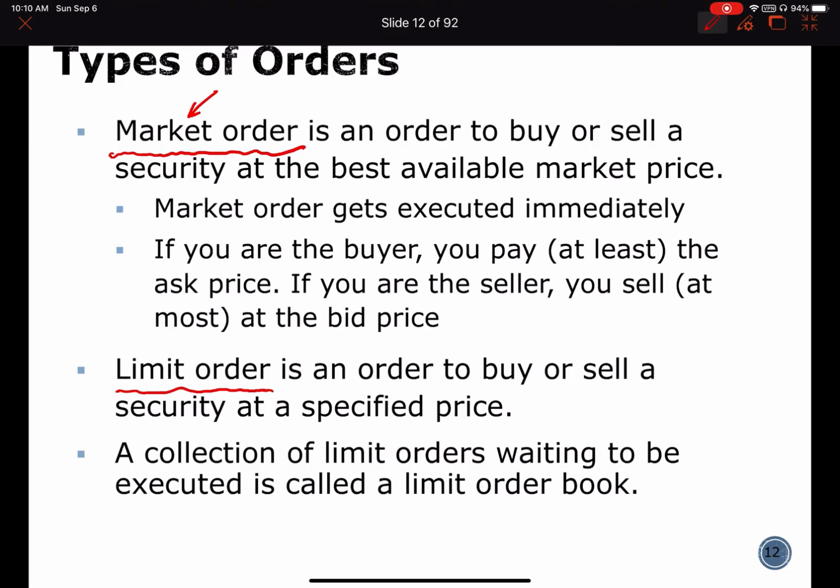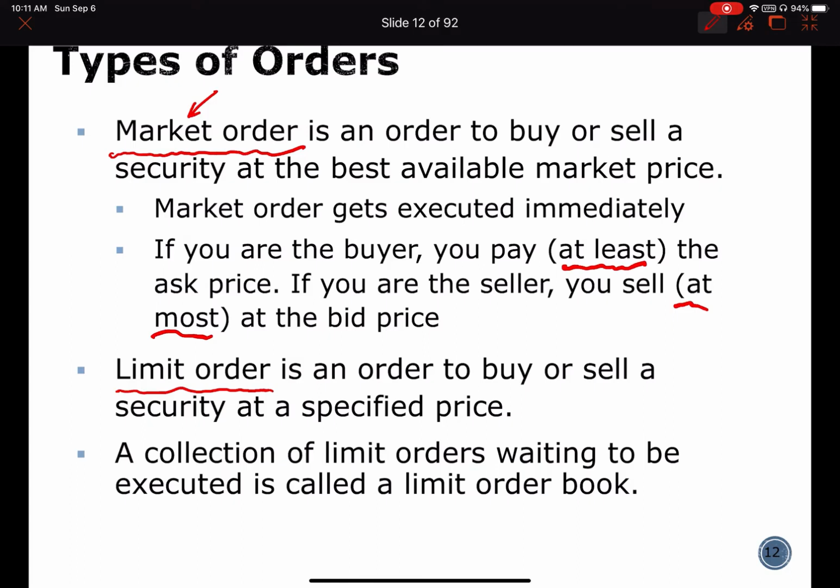To be more specific, if you're the buyer and you submit a market order, you will pay at least the ask price. If you're the seller, you will sell at most at the bid price. I have these words here: at least, at most. Later, you will see why you have these complications, why you could only sell at most at the bid price. Later, you will see an example which will tell you exactly how this works.